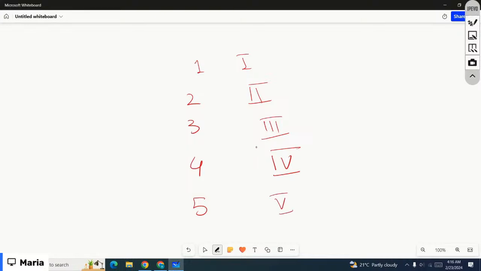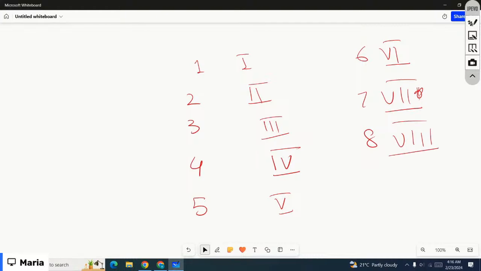5 you can write as V, right? Then 6 you can write as VI. 7 you can write VII. No, just 7 too. And 8 you can write as VIII, right? If you add on the left side 1, that means they are adding. If you write on the right hand side of the 1, any number like V is 5, you added 1 at the right hand side, that means that is 1 less than 5, right? 9 you can write IX, X is 10, and that is 1 less than 10, and 10 is X, right?